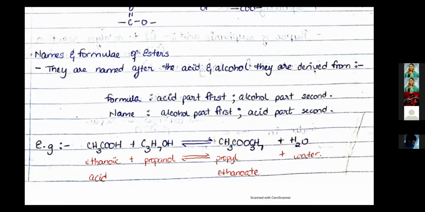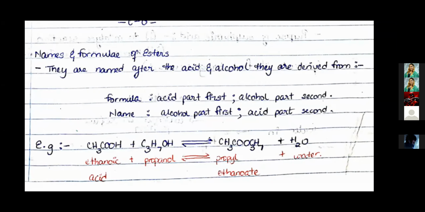So I have in my example ethanoic acid, which is CH3COOH, adding on to propanol, which is C3H7OH. When added on, it gives you propyl ethanoate. So the alcohol takes the first part of the name, which is propyl, and the ethanoic acid takes the second part of the name. So the alcohol, if you're using methanol, it will be methyl. If you're using ethanol, it will be ethyl. If you're using propanol, it will be propyl, etc., etc.